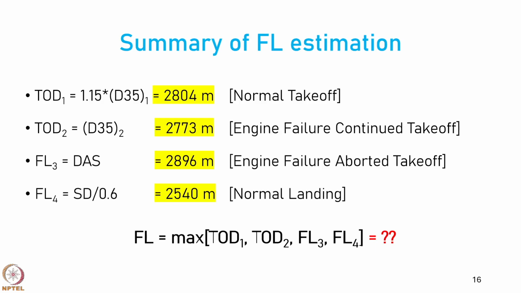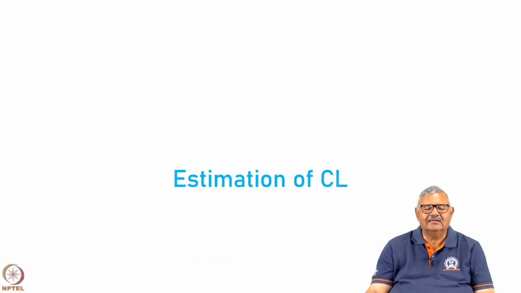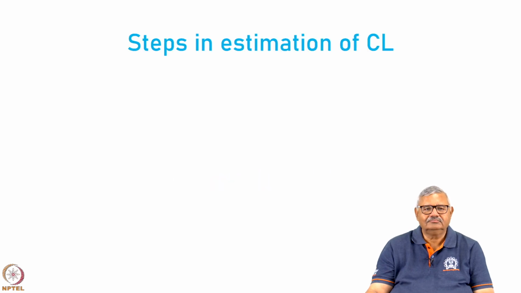So, you can see from the 4 figures that FL3 turns out to be 2896 meters. With this, we have now estimated the field length as 2896 meters. Moving ahead, let us see how we estimate the length of the clearway or CL.